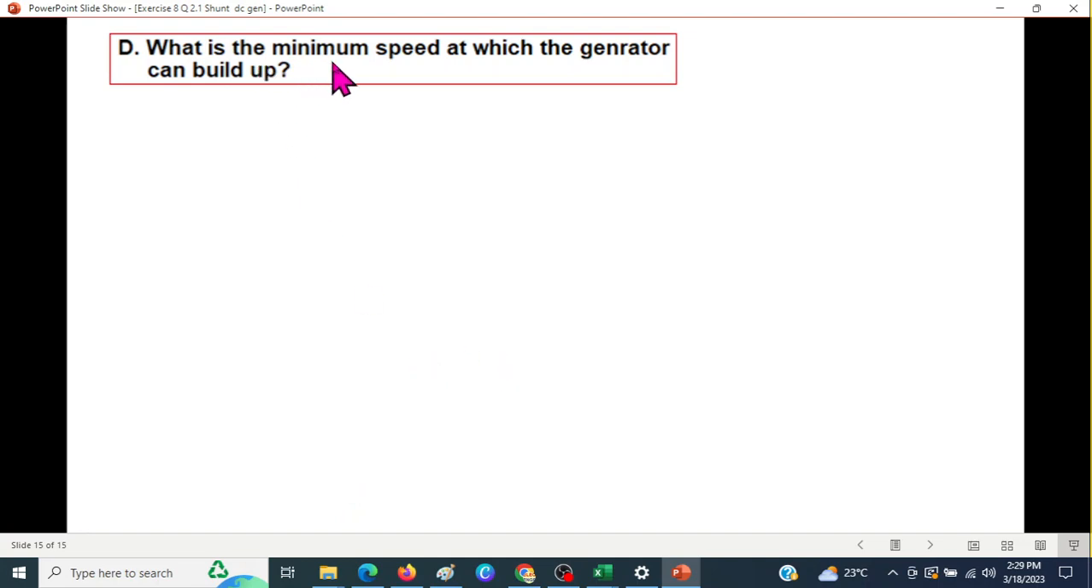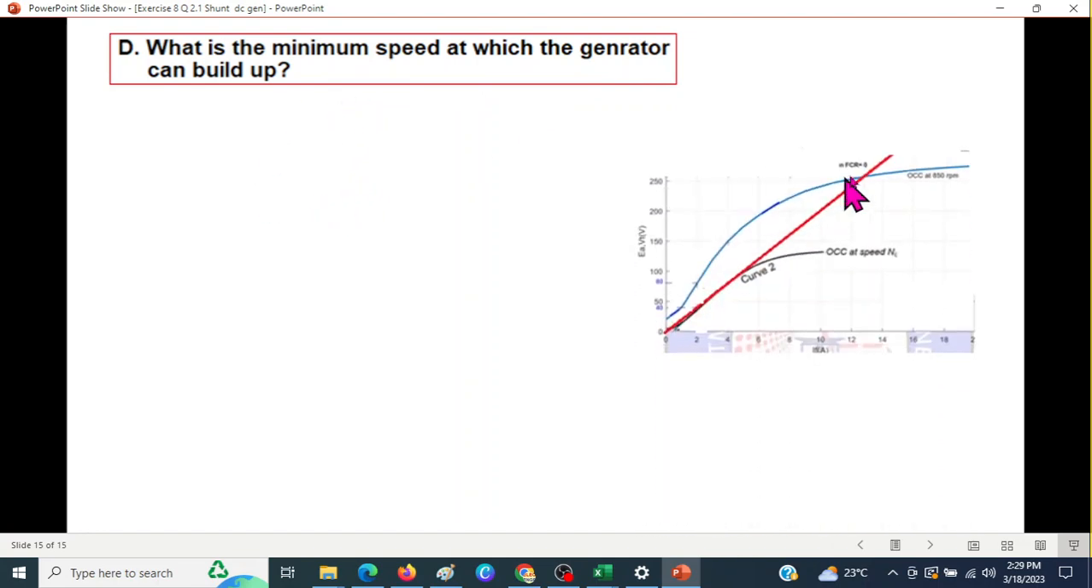And finally, what is the minimum speed at which the generator can build up? For minimum speed, we know that the RF line, or the FCR, has to be towards the lower end. So FCR 0, we have the minimum resistance, and the graph to which this is tangent will give the critical speed, or the minimum speed that we'll need. The minimum speed we'll achieve with the minimum RF line, and that is for FCR 0. We're using that.